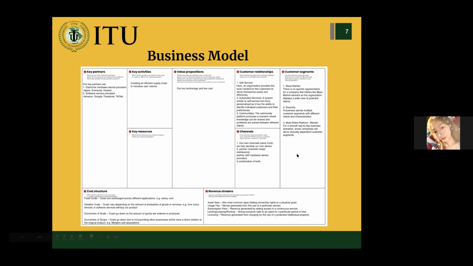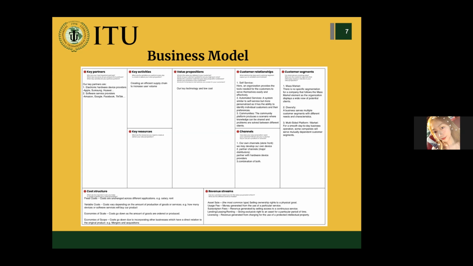And we believe that our key resources are the high cost performance, which means a cheaper product with more efficient ones. As for our value propositions, we believe we will provide key technology and low cost. As for the customer relationships part, here I list 3 kinds of relations: self-service, automated services, and communities. All of these 3 customer relationships will cut down our cost in this part.